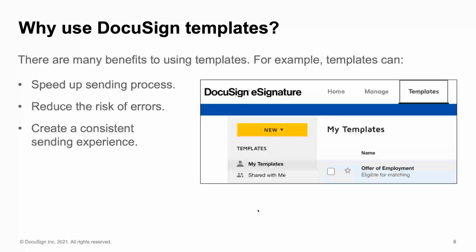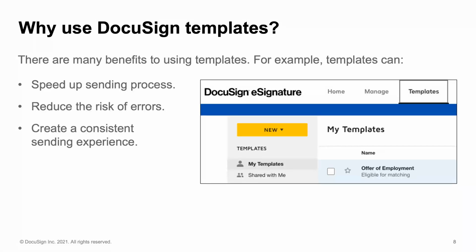And that's one of the main benefits you can see here, to speed up the sending process. Templates also help with reducing the risk of errors. If everything is prepackaged into a template, you won't forget to include that specific line in the email message, or you won't forget to add that certain field to the document because it's already there as a part of the template. Templates can also help to create a consistent sending experience.